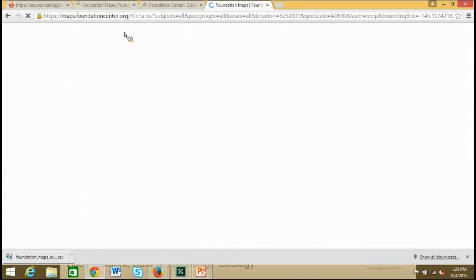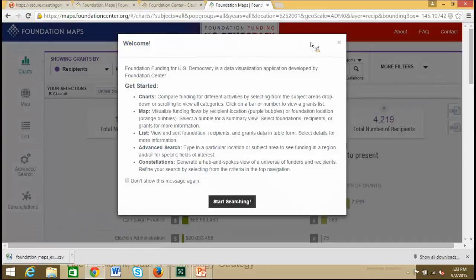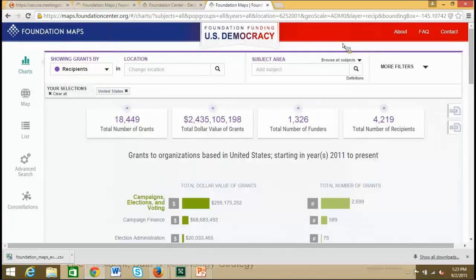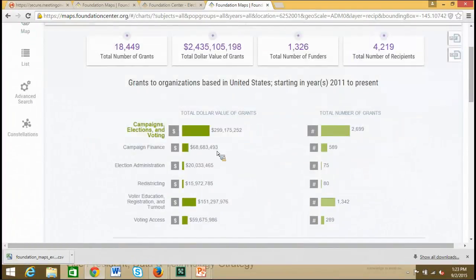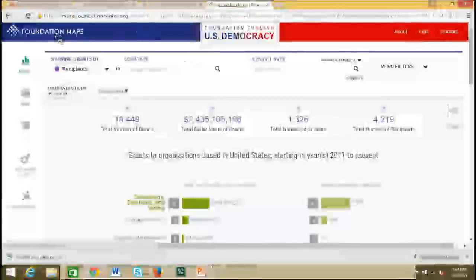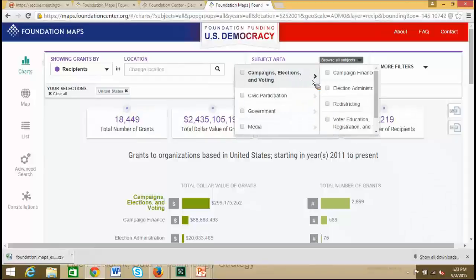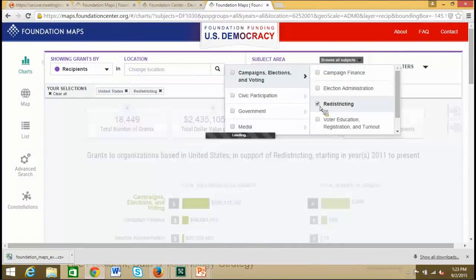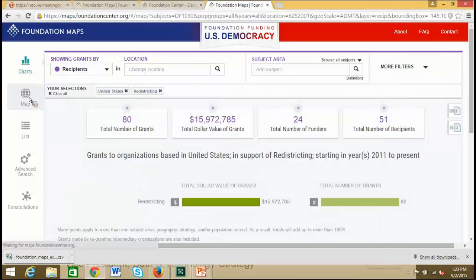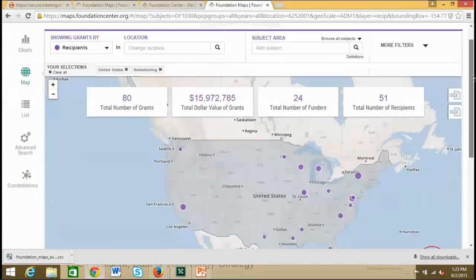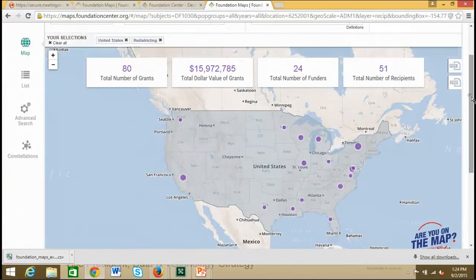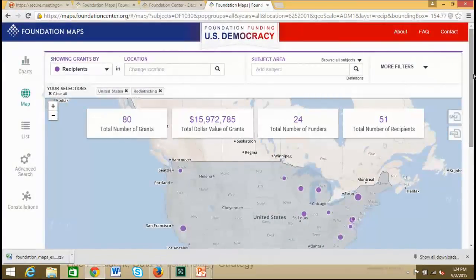This is an example of another custom version of Foundation Maps. In this case, it is just about democracy funding in the United States. We can see here are the charts side by side, and this version looks a little different. The colors are different. You're not going to see health and education in here. Instead, you're going to see a custom taxonomy, so we can look at redistricting. Then we go to the map, and you'll see slightly different colored bubbles, but we can see here's where the redistricting dollars are going. Foundation Maps as a platform is highly customizable. And one of the things that we've been working on with foundations and groups of foundations, in this case, is a group of foundations that we worked with to put this together.